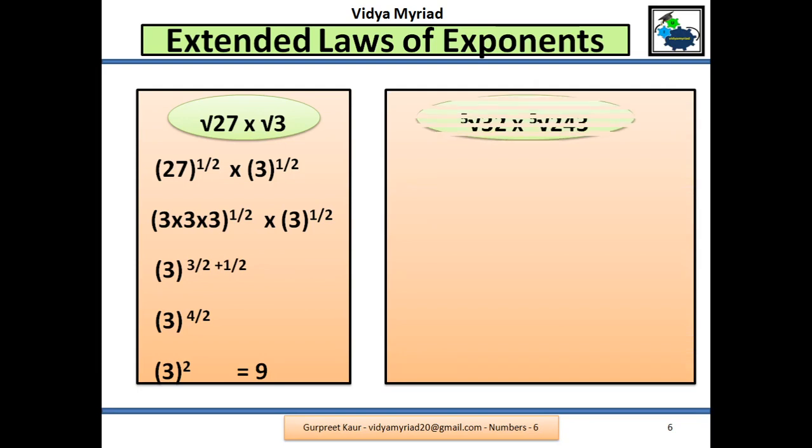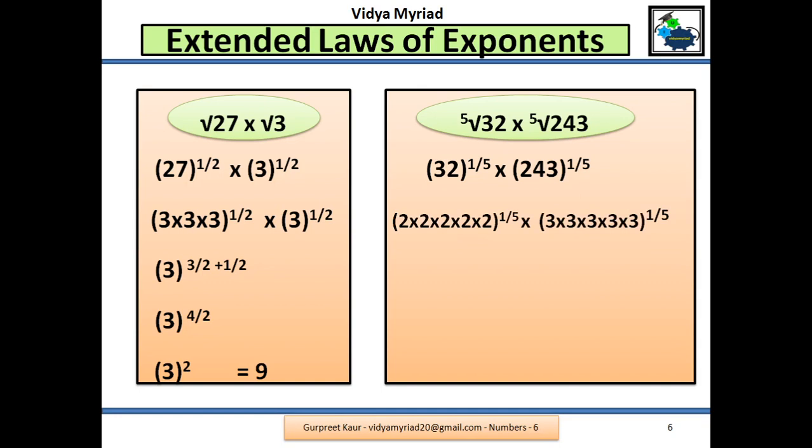A similar question now. Here I have fifth root of 32 multiplied by fifth root of 243. Now what will I do first? I will remove the roots and write it in the power form. It will become 32 raised to power 1 by 5 multiplied by 243 raised to power 1 by 5. Now find out the factors of 32 and 243. The factors of 32 are 2 into 2 into 2 into 2 into 2, 5 times 2, and the factors of 243 are 3 into 3 into 3 into 3 into 3.